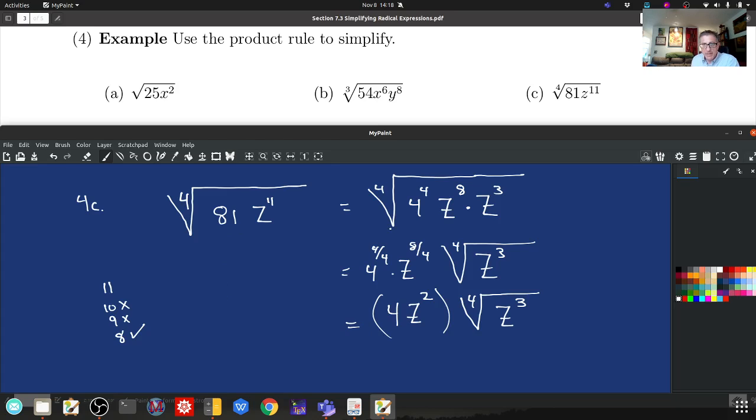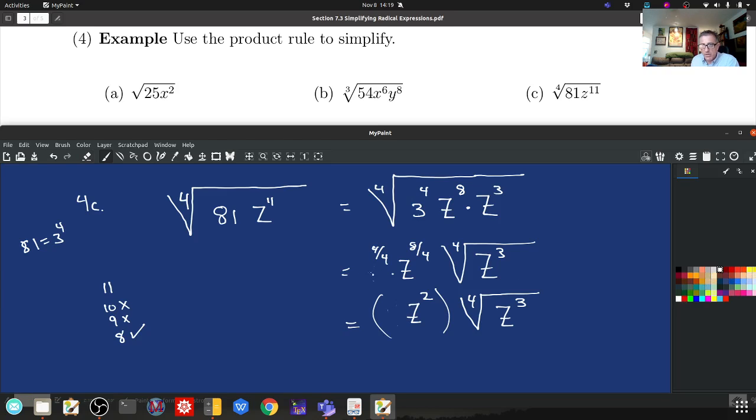I messed up, didn't I? So for those of you who are waiting for me to catch my mistake, I was concentrating on the power there. 81 is equal to 3 to the 4th. And I just wrote 4 to the 4th, focusing on the fact that it was raised to the 4th. Sorry about that.